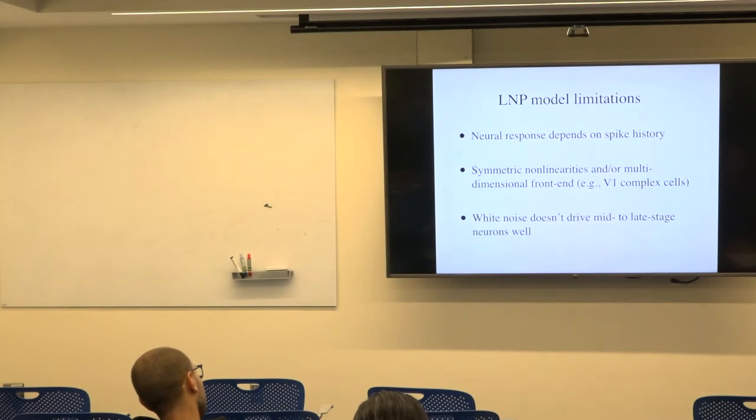Now, what if the ability of me to fire now depends not just on now, but stuff that happened in the past? So that's not Poisson. The model was LNP, linear receptive field, goes through nonlinearity, and then random coin flips in every little teeny piece of time, independent coin flips. Suppose that spiking history matters.